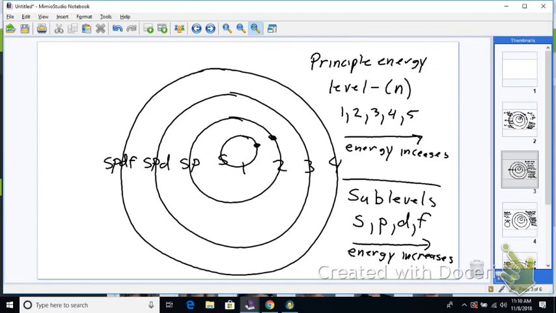The sub-level S tells you the pathway the electron is going to take, or its shape. So there's the shape, and that's what it tells you. So an S is a sphere shape.